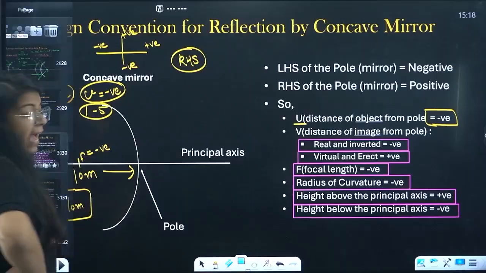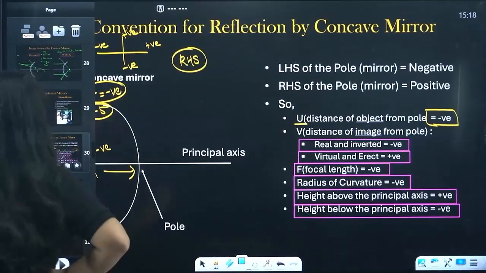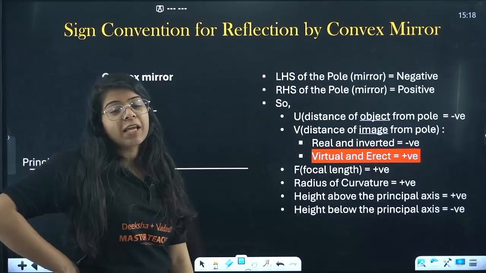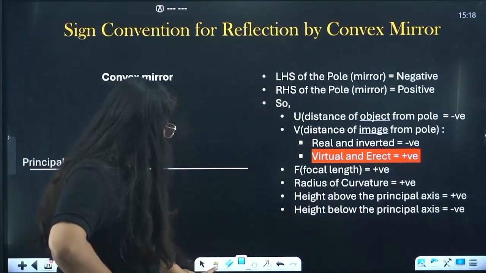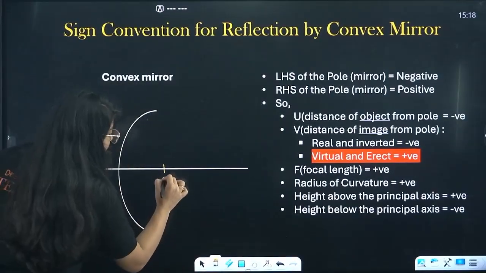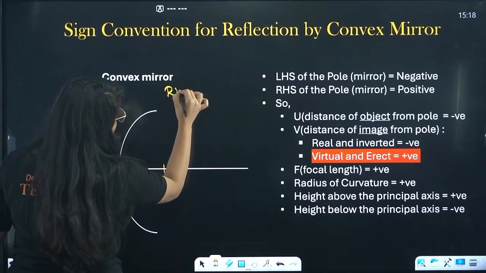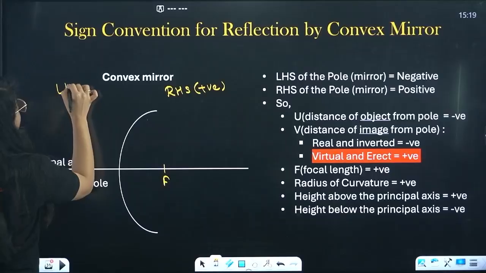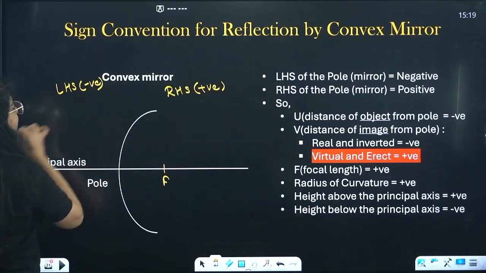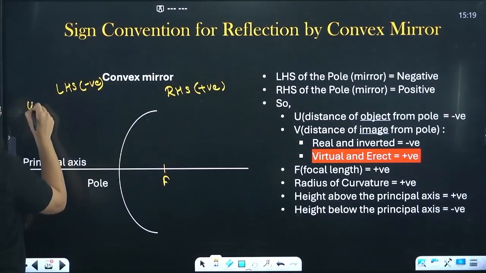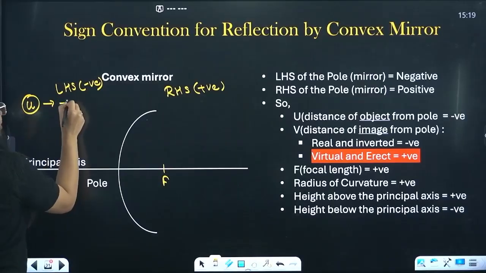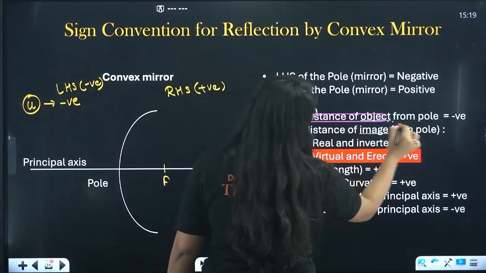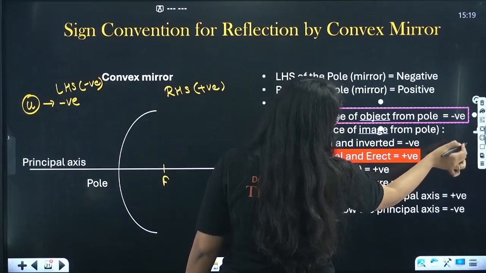Next, we have a very important thing, that is the same sign conventions for convex mirror. Now you tell me, in convex mirror, I remember the focus is on this side, that is your right hand side. Right hand side is the positive side. Left hand side is the negative side. U is still on the negative side. U will always be negative no matter what optical instrument. U is always negative. Done?